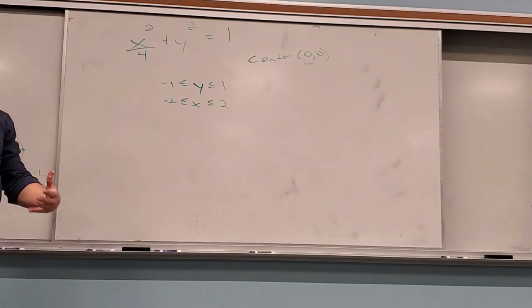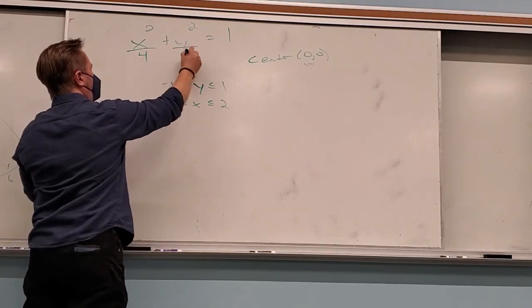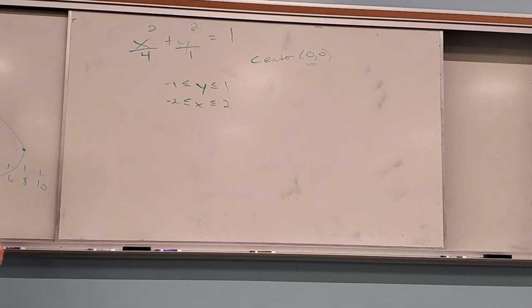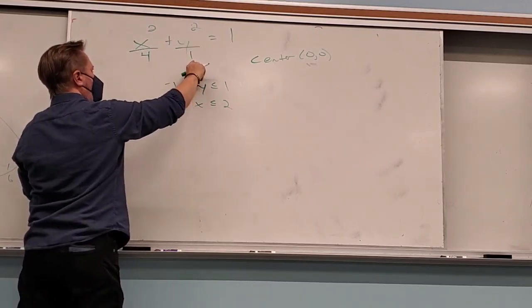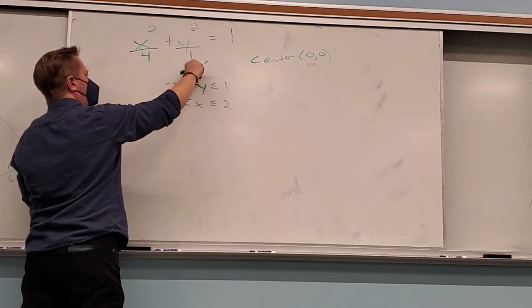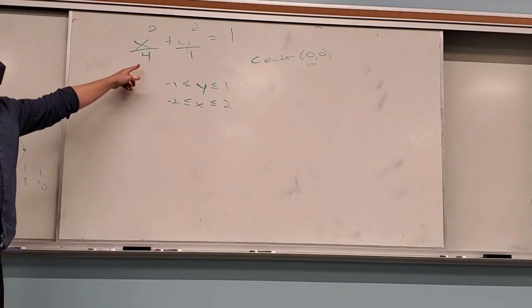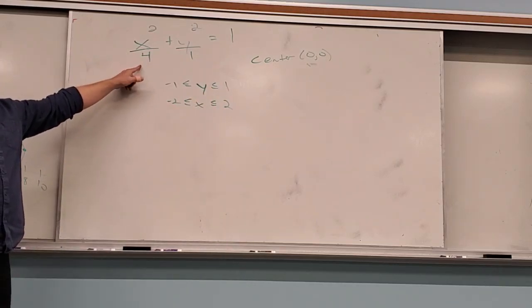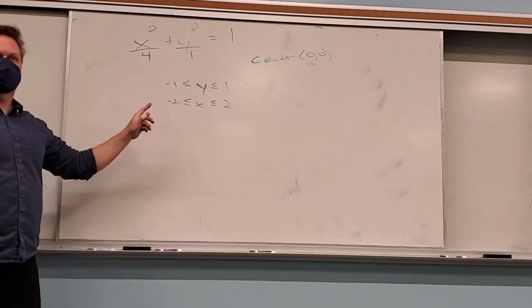So here's what's really cool about this. Underneath the y is a 1. You guys agree? That number, since it's with the y, that's the square of how far it can go. So 1 is 1 squared. It can go 1 away. 4 is under the x squared. Square root of that is 2. That's how far x can get.